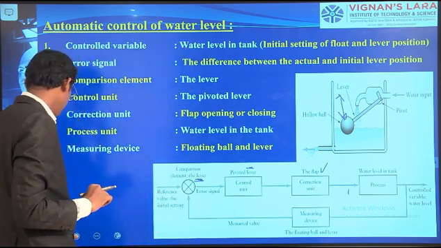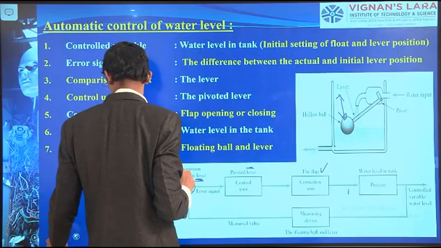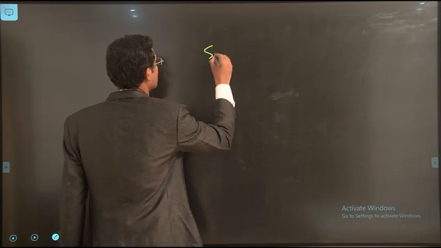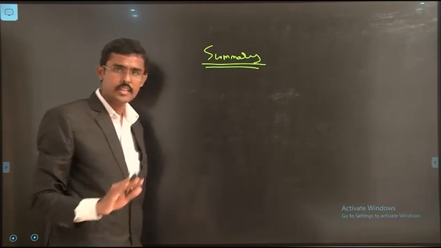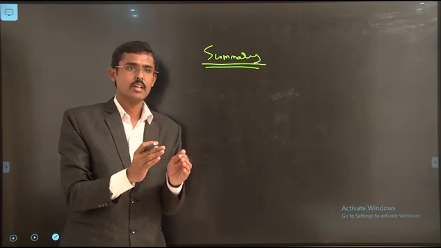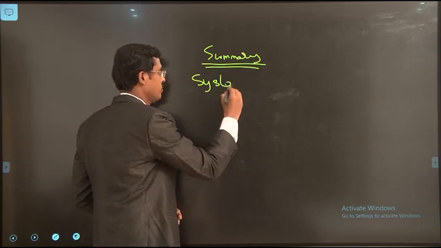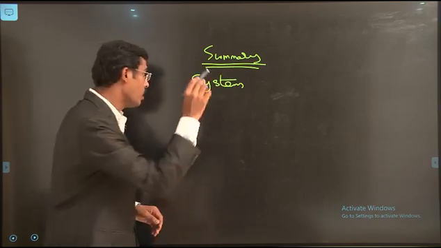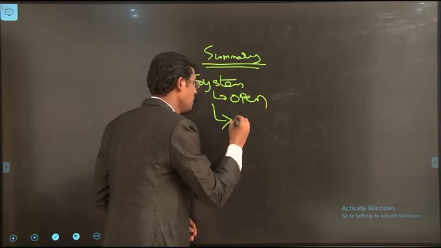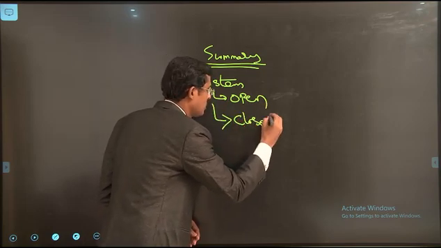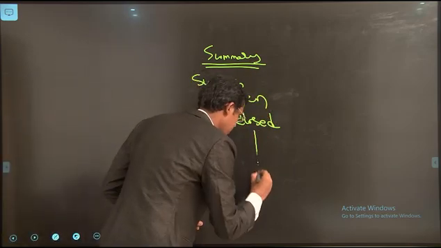Right? So we can summarize the session. In this session, we have given an introduction of a system. We continued about the system. We have seen the open loop, and today we have seen about the closed loop. What does it contain? We can write here.